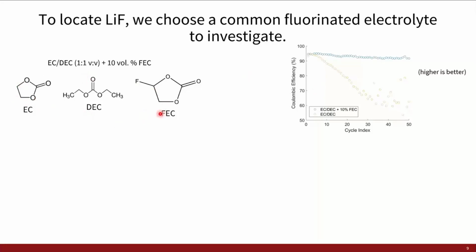It's primarily a lot of organic molecules. Ethylene carbonate and diethyl carbonate are common lithium-ion battery electrolyte solvents. But this fluoroethylene carbonate, or FEC, is an extremely important electrolyte additive. Through the defluorination of this fluorine group, shown here, more lithium fluoride gets introduced into the SEI, which is commonly attributed to the stabilization effect of this additive. And you can see here in this Coulombic efficiency plot, where higher is better, by adding simply 10 volume percent of FEC into the electrolyte, the battery stability is greatly improved.